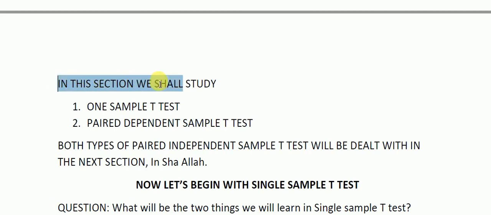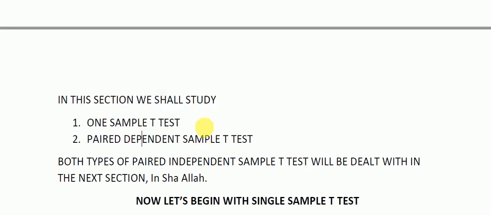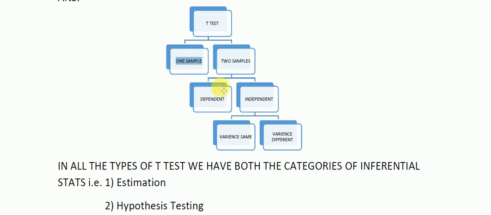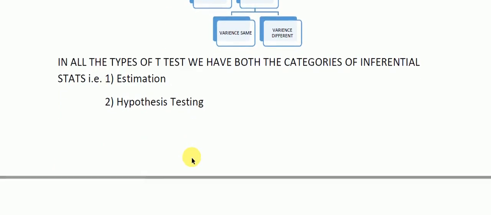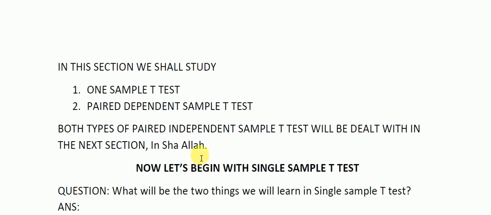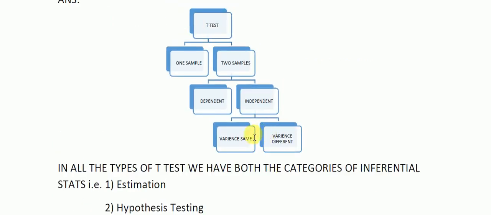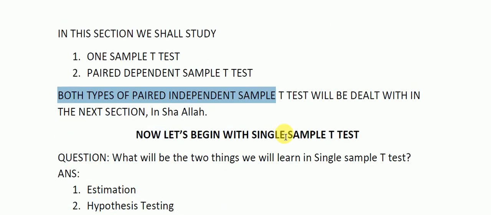So first we'll discuss one sample t-test and paired dependent sample t-test. One sample t-test and two sample but dependent one. And then in the next section, in this same video, we'll discuss four types of paired independent sample t-test. So we'll discuss paired independent sample t-test when the variance is same and paired independent sample t-test when the variance is different. So in this first section, we'll cover one sample t-test and paired dependent sample t-test. So now let's begin with single sample t-test.